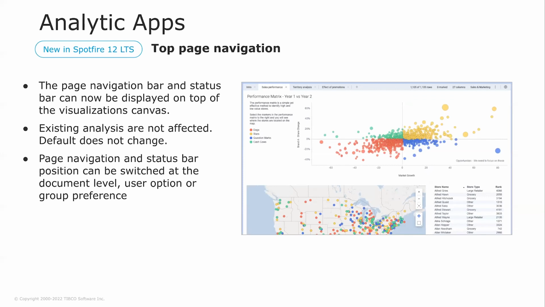And now with Spotfire 12, we are continuing to provide more control over the customization of an analytic app UI by enabling you to display the navigation bar and status bar on top of the visualization canvas. So you can now switch their position directly by right-clicking on the navigation bar or from the document properties. Like the legend, the existing analyses are not impacted by this, and the default does not change, with tabs and status bars at the bottom.